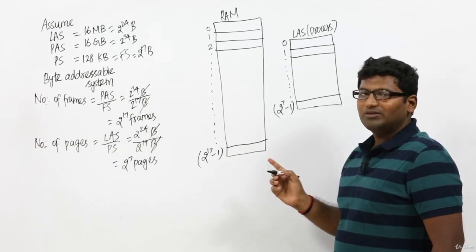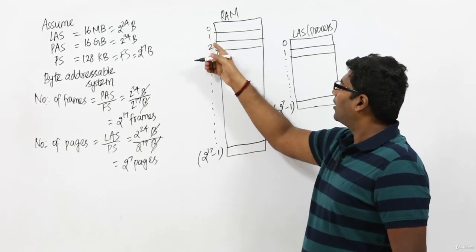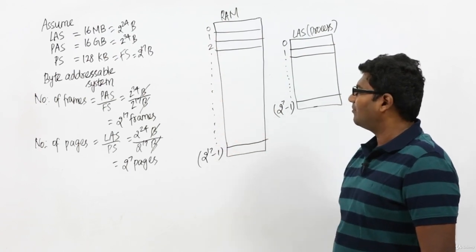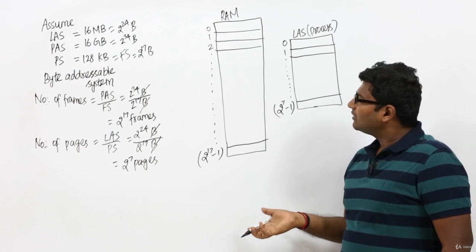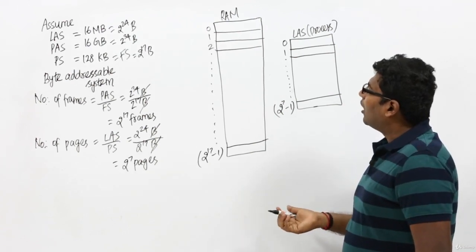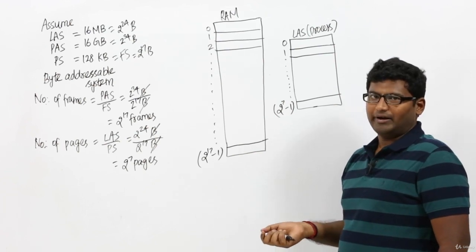Now one thing you need to understand from this is, though I have mentioned 0, 1, 2 and so on up to 2 power 17 minus 1, all these addresses will be in binary, right? Now in how many bits will those things be represented? That is very important.